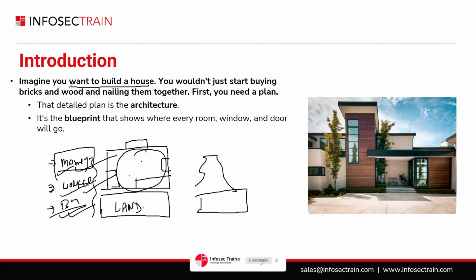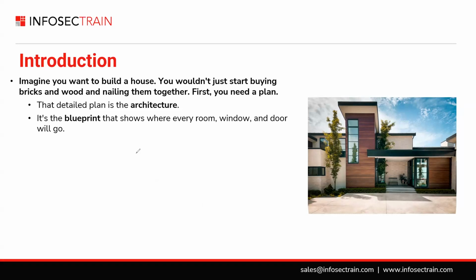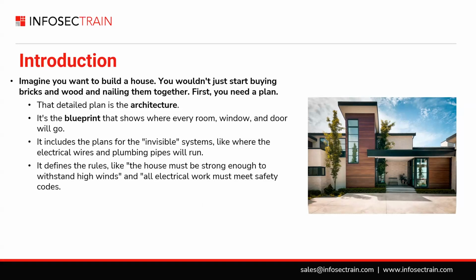Am I clear? So architecture basically provides the blueprint that shows every room, window, and door that will go in. It includes the plan for invisible systems like where electrical wires and plumbing pipes will run. It also defines rules, like the house must be strong enough to withstand high wind and all that.